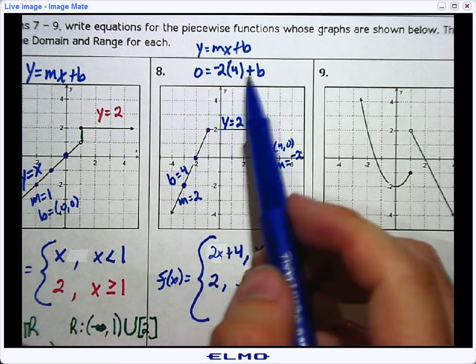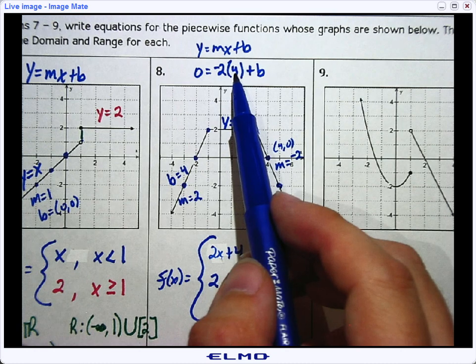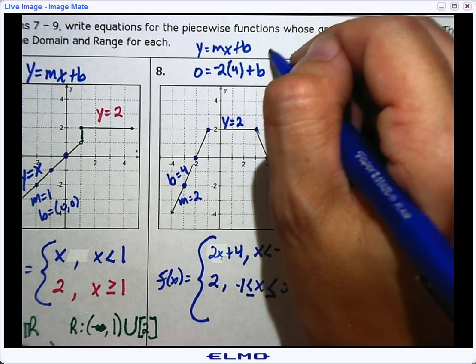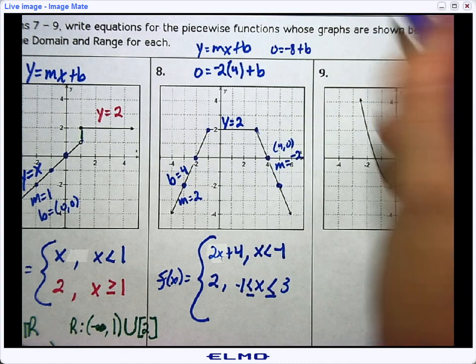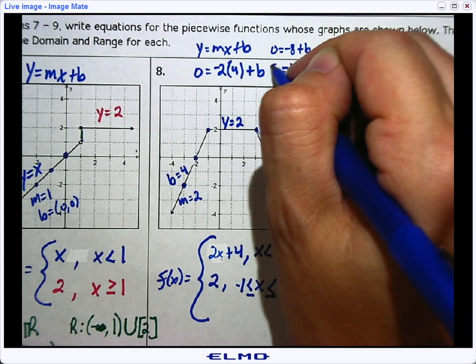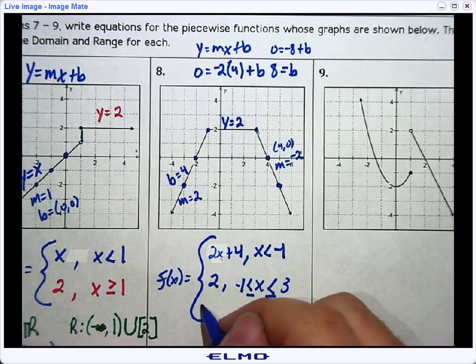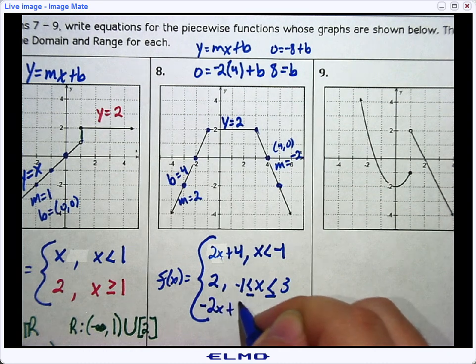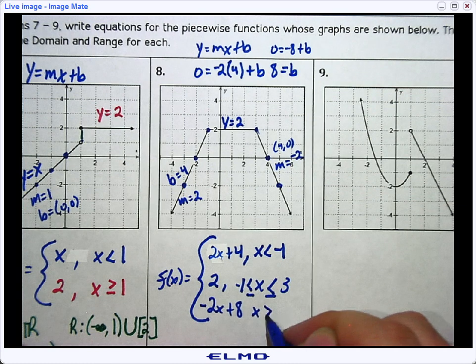So now I can solve this to figure out the b. Negative 2 times 4 is negative 8. So we would have 0 equals negative 8 plus b. Then we would add the 8 to get the b by itself. So my b will happen at 8. So I get the equation, negative 2x plus 8, and that occurs if x is greater than 3.